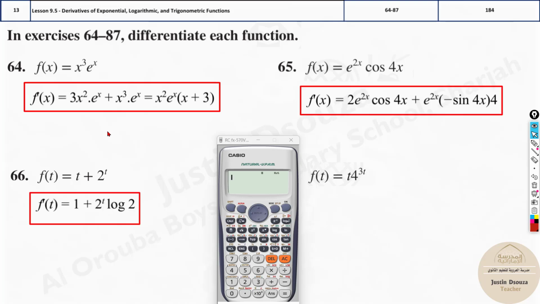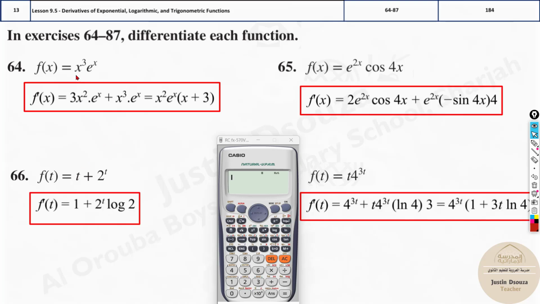Okay, let's take these as the options. Then what you do is, whatever is the question, press shift dy by dx and type out the given question. It'll be x cubed, and shift natural logarithm gives you e to the power x, and the x value we'll consider to be 1.5. And now write this answer.